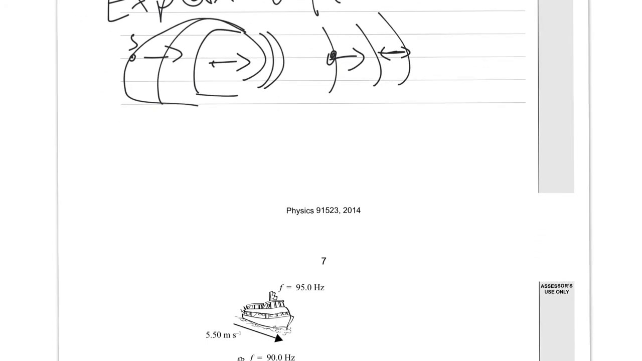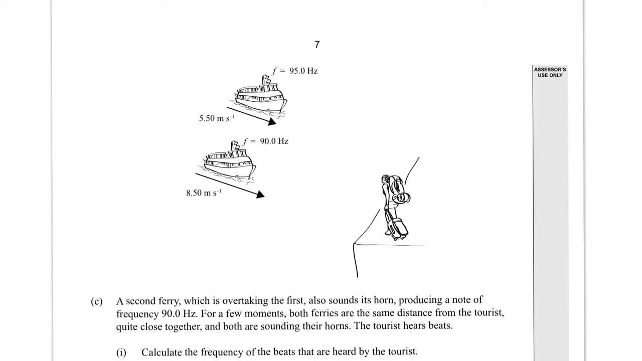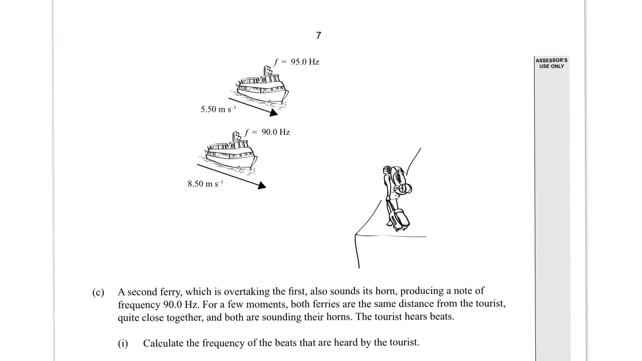Moving on up. Same diagram here, except with the second boat. The second ferry, which is overtaking the first, also sounds its horn, producing a note of frequency 90.0 Hz. For a few moments, both ferries are the same distance from the tourist, quite close together. Both are sounding their horns. The tourist hears beats. Calculate the frequency of the beats that is heard by the tourist.